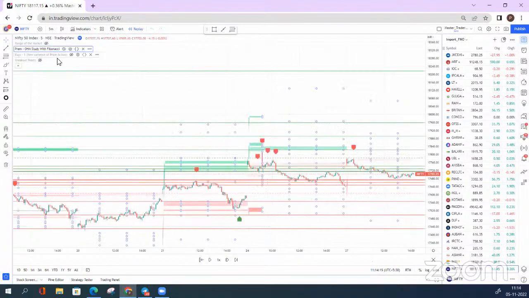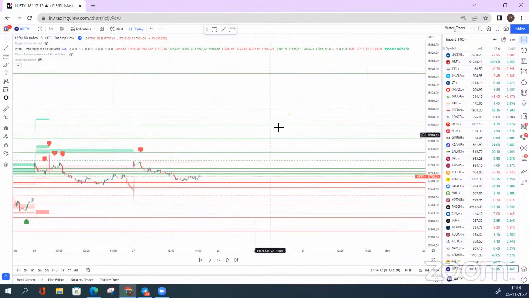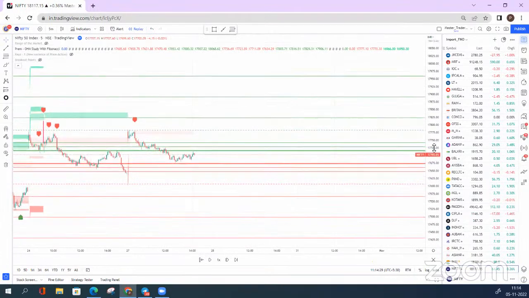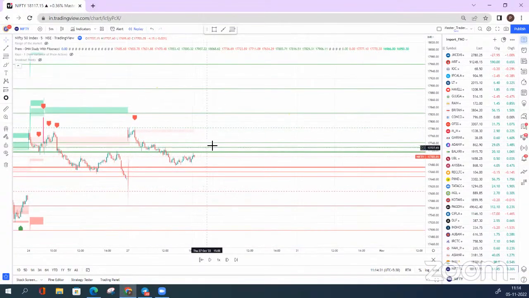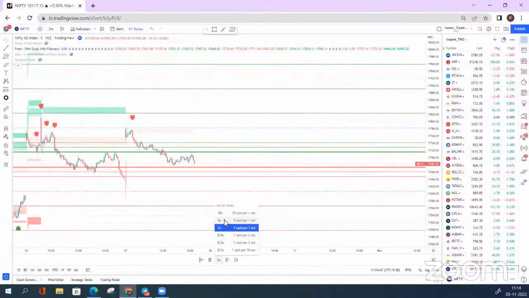This is Nifty, correct? Is it telling me a BTST for tomorrow? If the closure of this day, this candle, is above this level, then it will go up. Let me see where it is going.